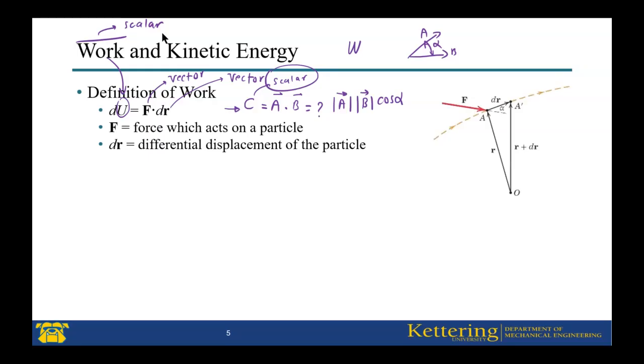It doesn't depend on the direction. Just this one is the number. Now, what I want to show you is another alternative term of this expression. What is the alternative term of this expression?